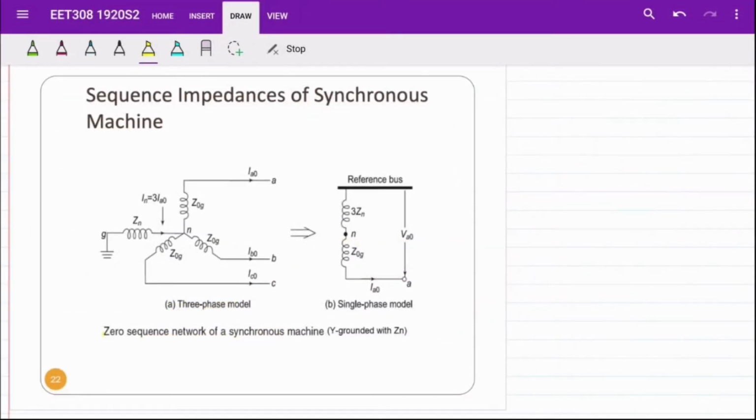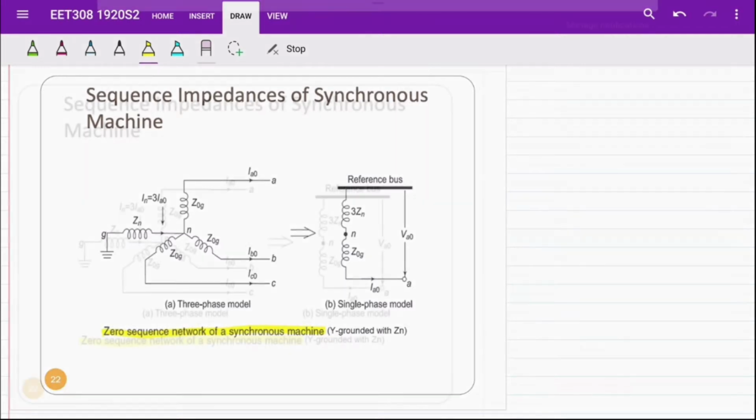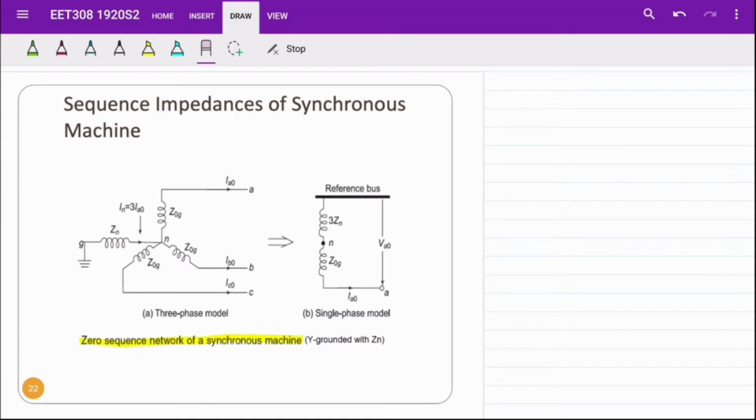Next, I would like to discuss the zero sequence network of the synchronous machine. The zero sequence network of a synchronous generator can be divided into four different connections, which are first, Y grounded with Zn, second, solidly Y grounded, third, ungrounded Y, and fourth, delta connection.